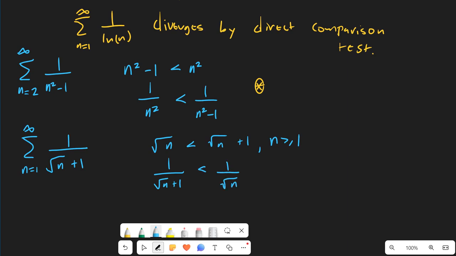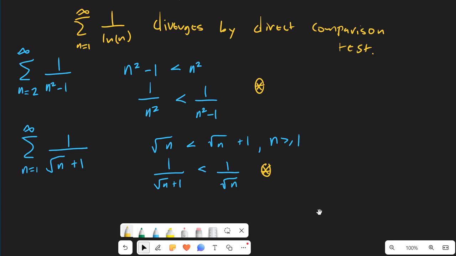This is not what we needed either, because for this one we needed the diverging part. See how 1 over root n is a diverging series, but it's not in the same conditions that it needs, because it should be the other way around technically. So this doesn't work either, and this would actually be inconclusive.